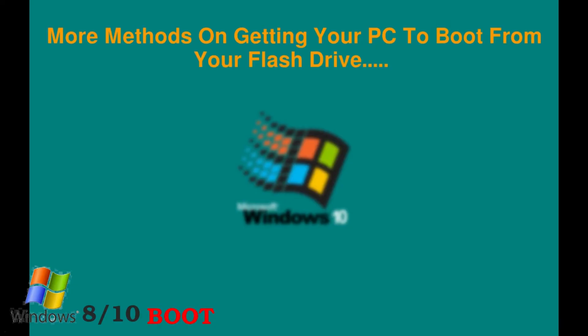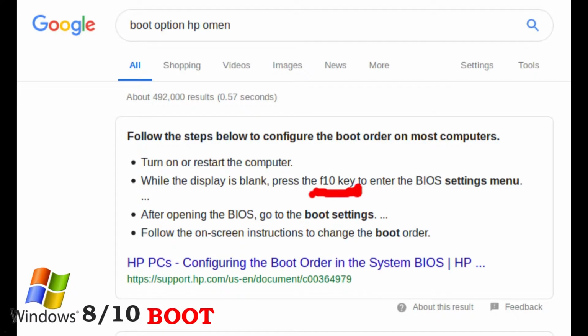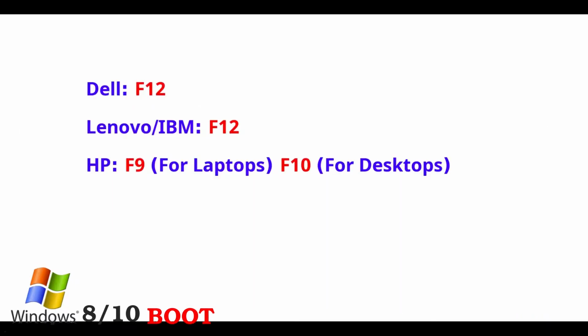If you don't see the Use a Device option, or if your PC fails to boot from the flash drive, here are a few more methods that should solve our problem. For this method, you have to search the internet for the boot option key of your PC. If you own a Dell or a Lenovo, your boot key is F12. HP should be either F9 or F10 for desktops.